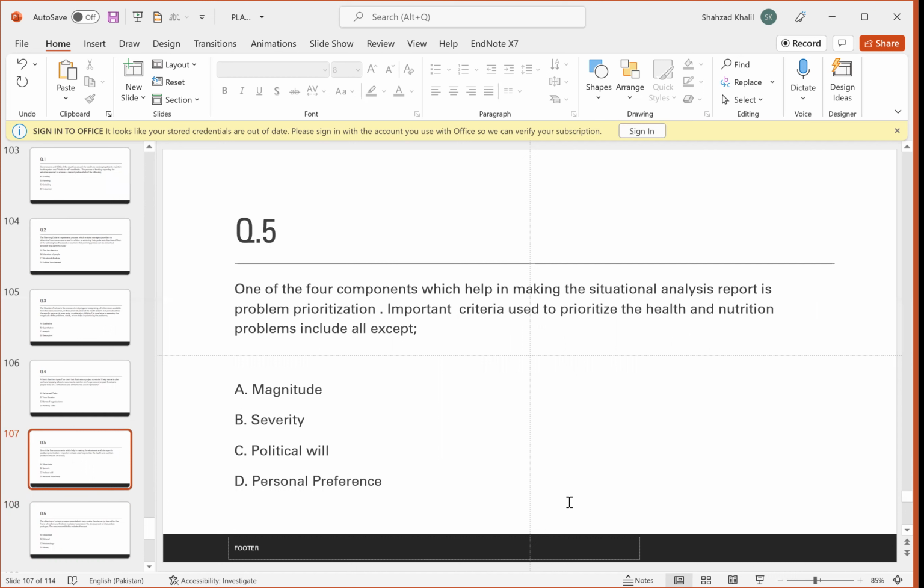One of the 4 components which help in making the situational analysis is problem prioritization. Important criteria used to prioritize the health and nutrition problems include all except magnitude, severity, political will, and personal preferences. D. Yes, D is the correct answer.